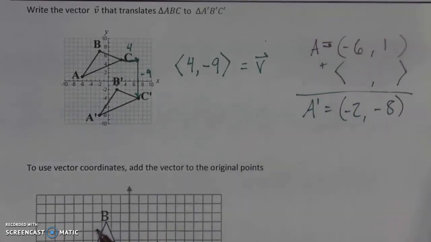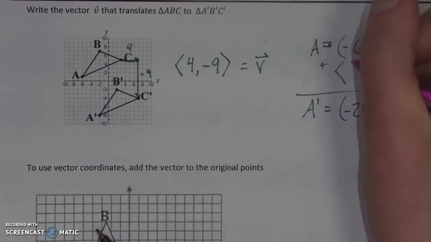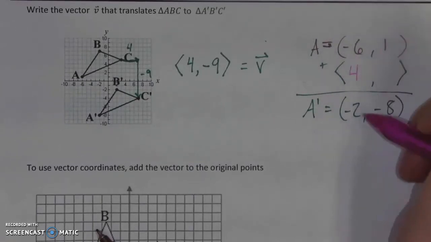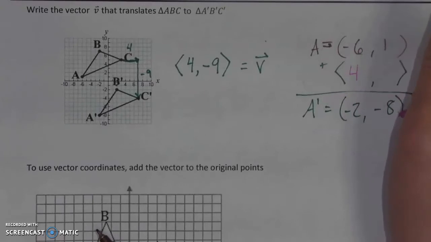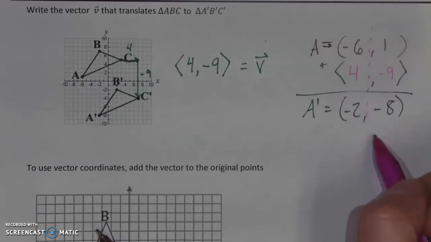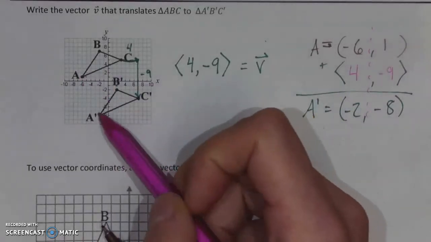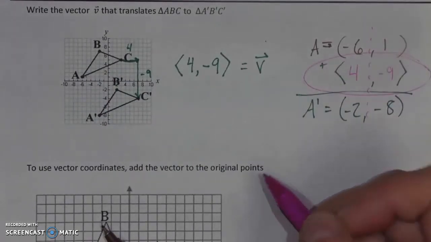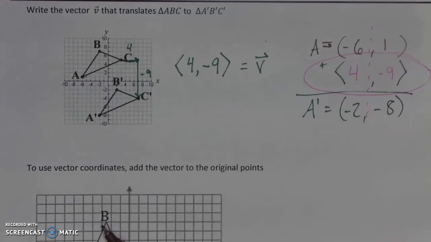So my vector has an x component of 4, because -6 plus 4 equals -2. I can do the same thing with my y. 1 plus what is equal to -8? Well, -8 minus 1 gives me -9. So I know that my vector would have to be 4, -9 in order to move from A to A prime. So you can solve it using that method as well, and it's really up to you as to which one you want to use.